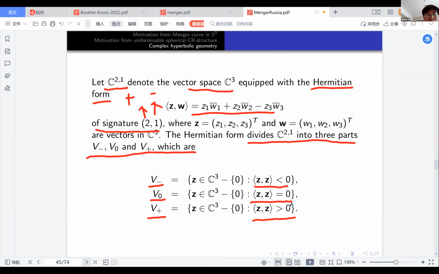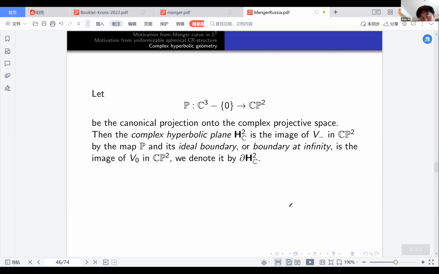Okay. And we also have a canonical projection from the vector space, without the 0 vector, into the complex projective space CP2, right? Then the complex hyperbolic plane, so it is just the 2-dimensional complex hyperbolic space. It's just the image of V minus in the complex projective space. Okay, that's the image of it under the map P here. Okay, and its boundary at infinity is the image of V0 in CP2. So we denote it by the boundary of HC2.